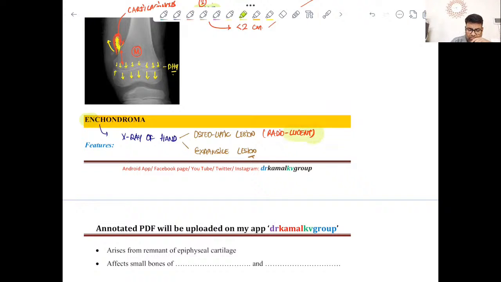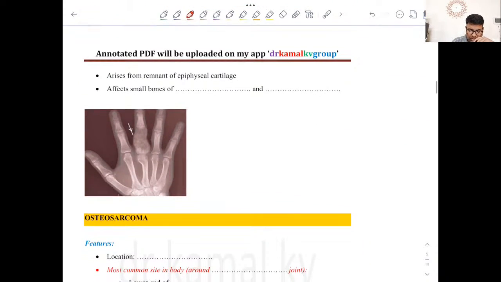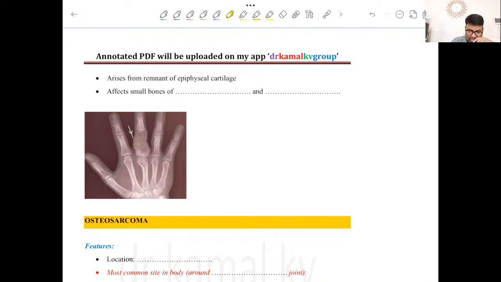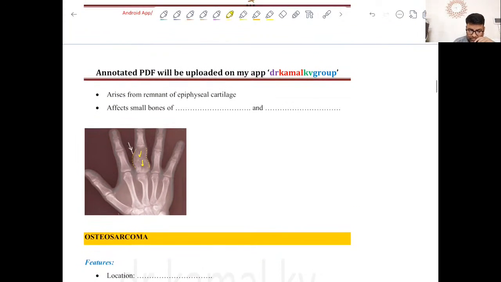Lucent means black. If you see an X-ray of the hand, the bones should appear white, and if a bone is appearing black, it means there is damage to the bone in terms of tumors. Here you can see a classical X-ray, and you can see expansile, which means it is expanding, and you can see bony destruction here.